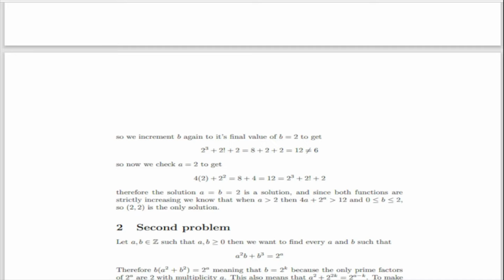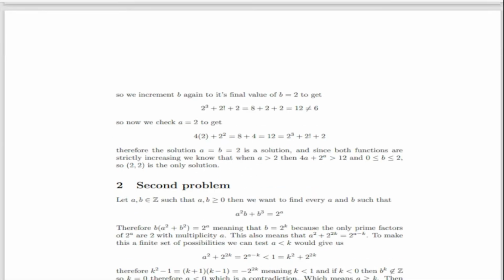And since both functions are strictly increasing, we know that when a is greater than 2, then 4a plus 2 to the a is greater than 12. And since b is between 0 and 2 inclusive, 2 is the only solution. So, our second problem.